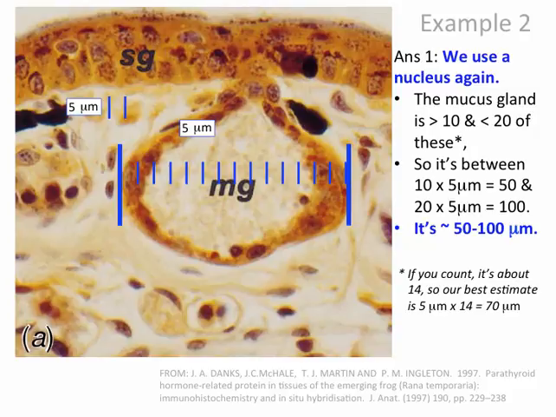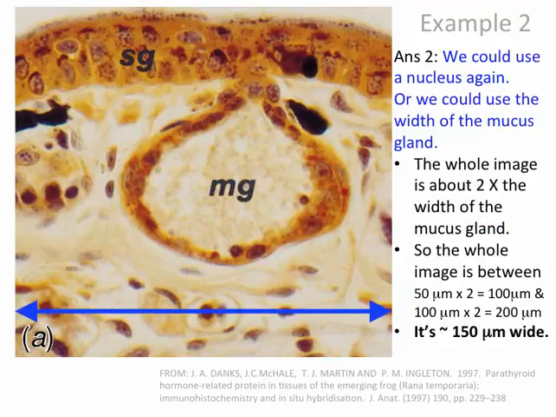Again, we could line a whole bunch of them up across the middle and say that the mucus gland is probably more than 10 and less than 20. And if that's true, then it's between 10 times 5 microns is 50 microns, not as big as 20 times 5 microns equals 100 microns. It's probably between 50 to 100 microns.